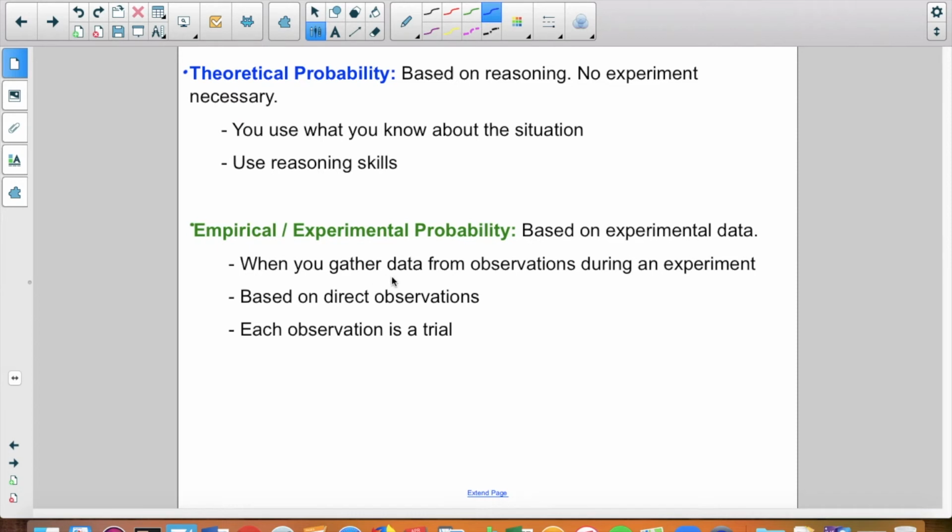Empirical or experimental, that's based on experimental data. So if an experiment was conducted, you have results based on it, that's when you would have empirical or experimental probability.